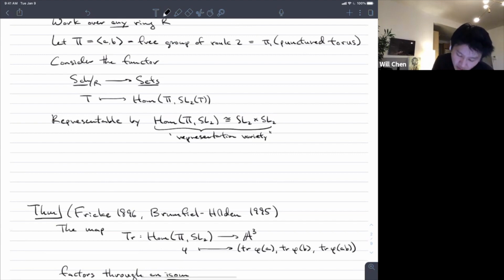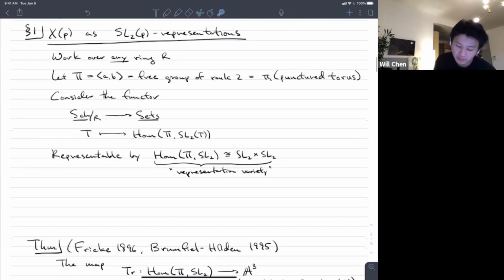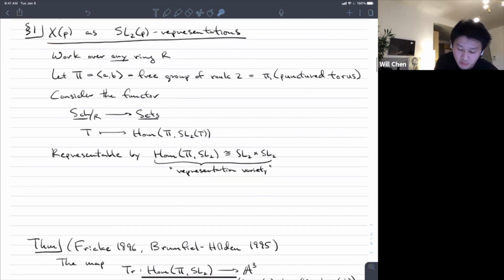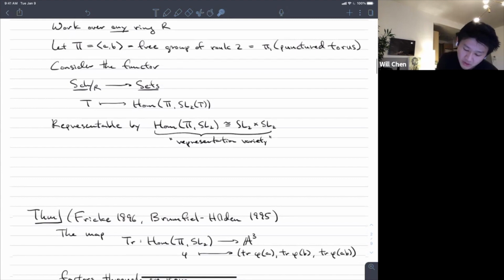Okay, so what I should say is that the title of this section should really be X of P as not just SL2 P representations, but isomorphism classes of SL2 P representations. So we're going to want to describe every F_P point of the Markov surface as an isomorphism class of SL2 P representations. The representation variety classifies things not up to isomorphism, it just classifies all SL2 representations of pi. So to get to isomorphism classes, you're going to want to take a quotient.